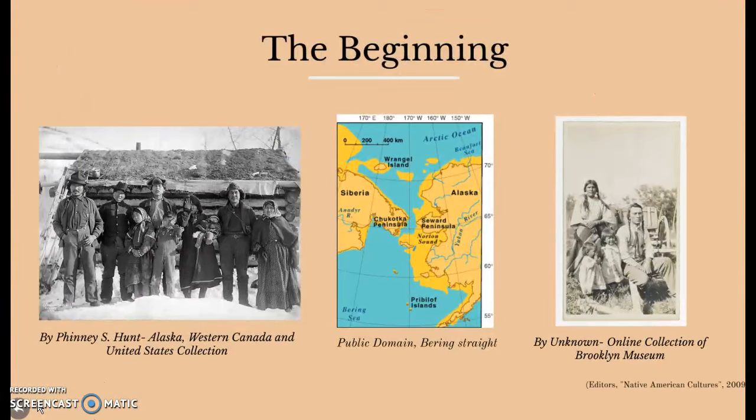According to History.com, Native Americans were a group of people that traveled over a land bridge from Asia to what is now Alaska more than 12,000 years ago. The land bridge is now known as the Bering Strait and is pictured in the middle here. Now let's head to the timeline.